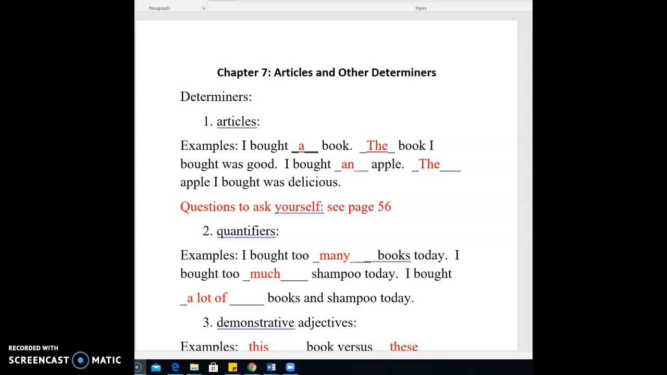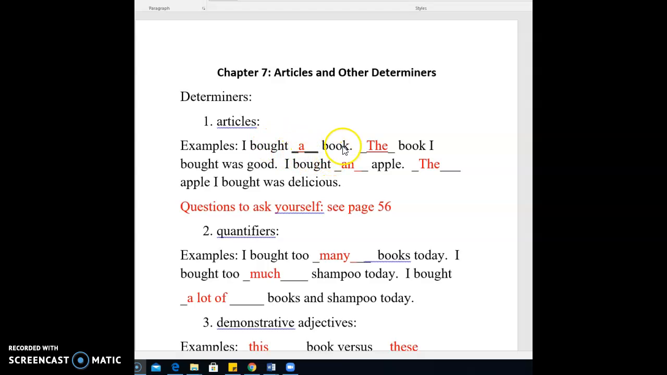Hi, I'm going to give you a little introduction to the issues that are covered in Chapter 7 on articles and other determiners. So determiners, which we mark with the sign DET, have four basic types. The first is articles, and I know that all of you know about articles a little bit, and they're confusing in different languages because some languages don't have articles. Okay, many don't.